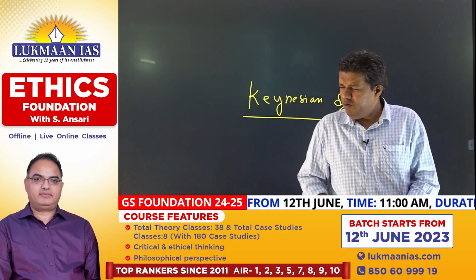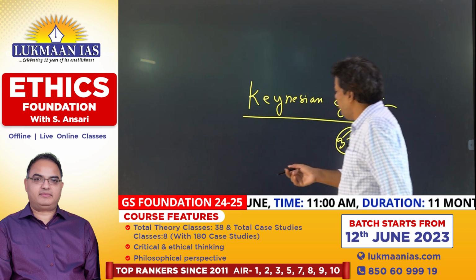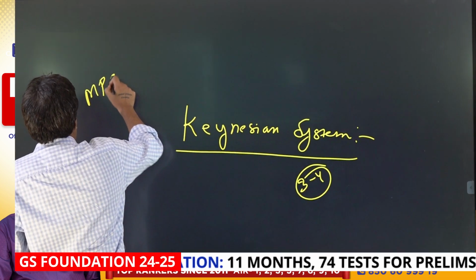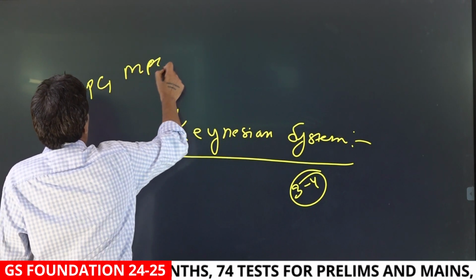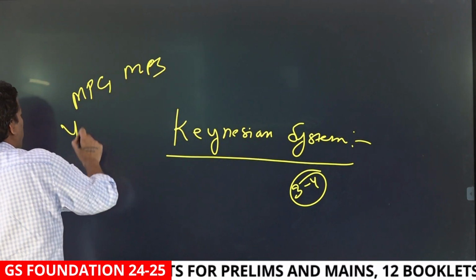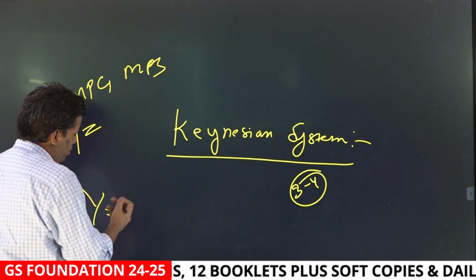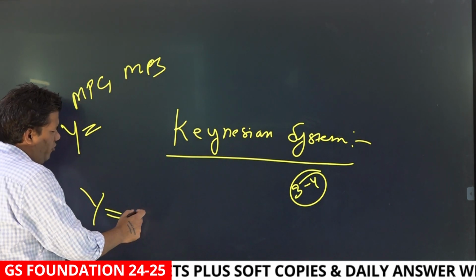Now we will study a few things like marginal propensity of consumption and marginal propensity of saving. But before that, you must recall the fundamental equation we studied in the one or two lectures before. What was it?